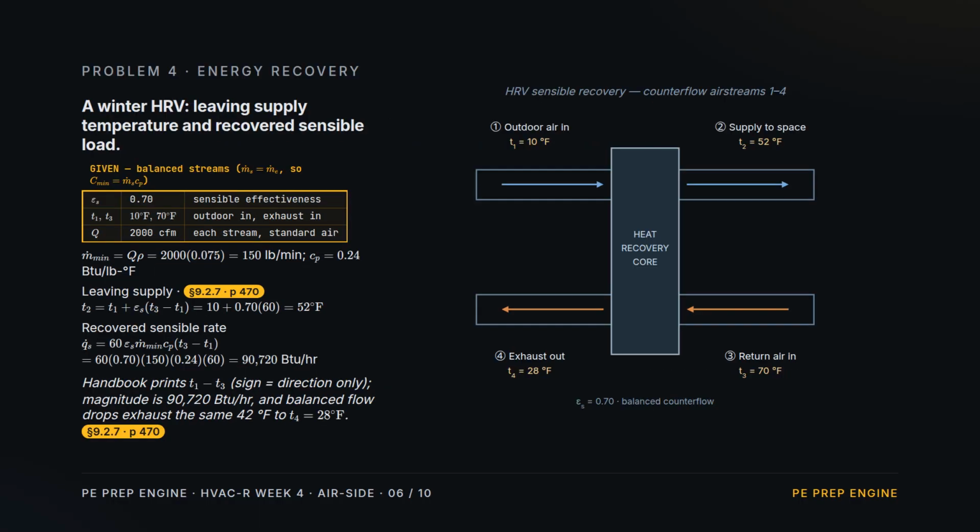Problem 4. A heat recovery ventilator in winter. Effectiveness 0.7. Outdoor air in at 10. Exhaust in at 70. Balance streams. Leaving supply is the inlet plus effectiveness times the 60-degree difference. 52 degrees. Recovered sensible rate is 60 times effectiveness times the minimum mass flow times the specific heat times the temperature difference. About 90,700 BTU per hour. Balance flow drops the exhaust, the same 42 degrees, to 28.